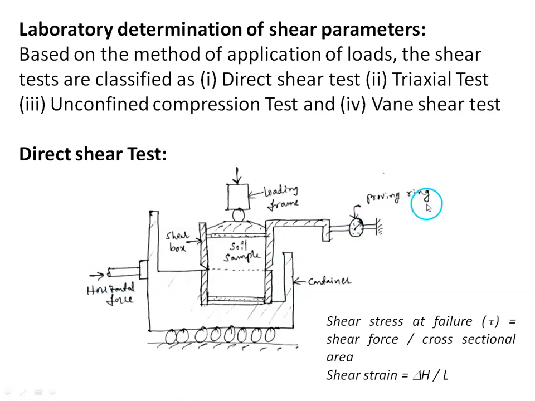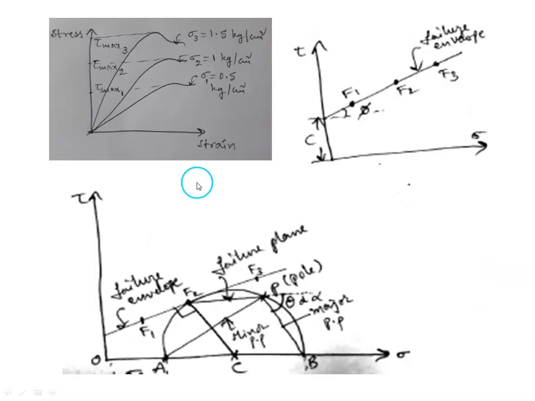So here for direct shear test, the normal stress is kept constant throughout the test, whereas horizontal stress is increased till failure. So at the time of failure, we can calculate the shear stress at failure by taking the shear force measured from the proving ring readings divided by cross-sectional area. Then shear strain equals delta H, that is change in the thickness divided by initial thickness. So this test is conducted on different samples with different normal stresses.